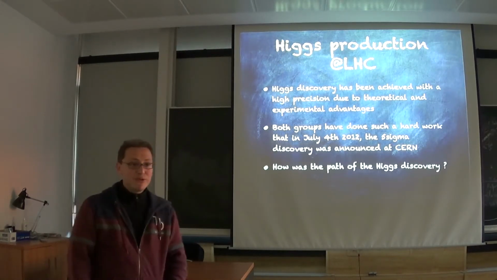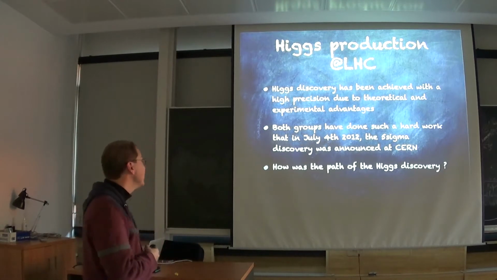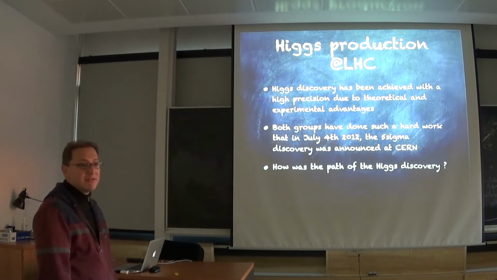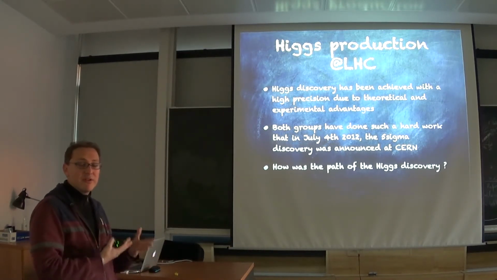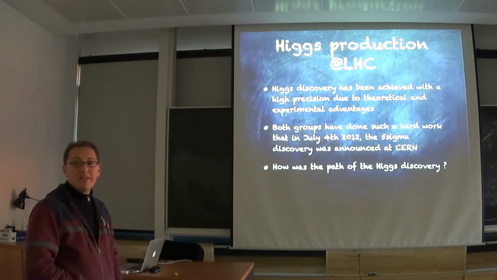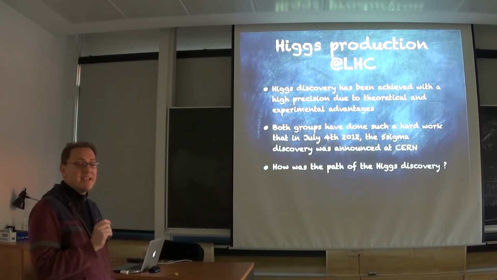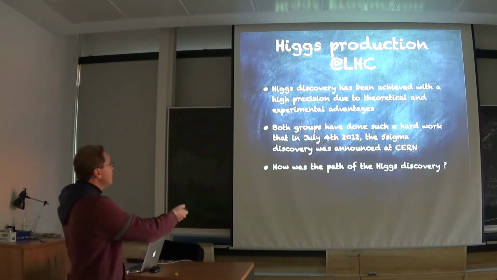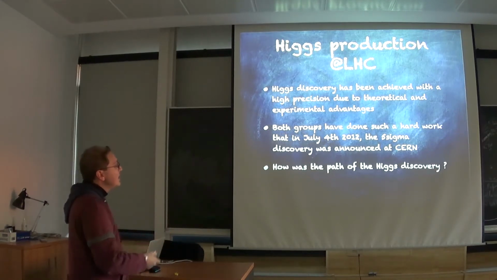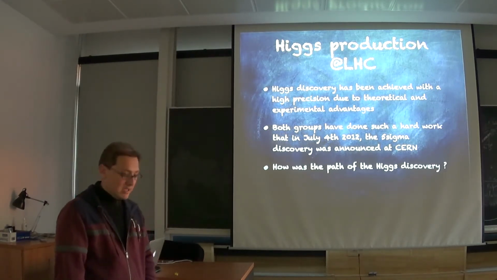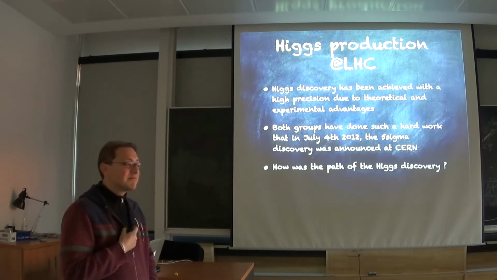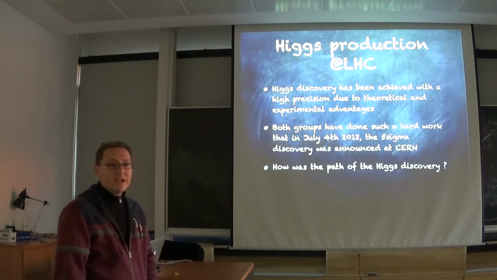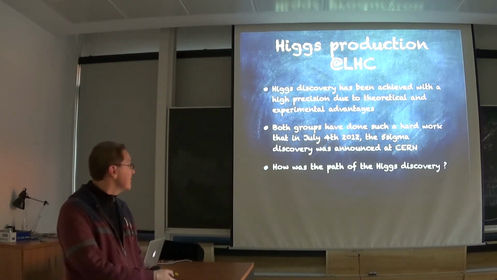So the example that I'm going to sketch is the Higgs production at the LHC. The Higgs has been discovered with the combination of the theoretical prediction and the experimental data set. So you have a very precise measurement, but you also need a very precise theoretical prediction. And so in 2012, they achieved the 5 sigma statistical significance, which was needed to claim discovery.